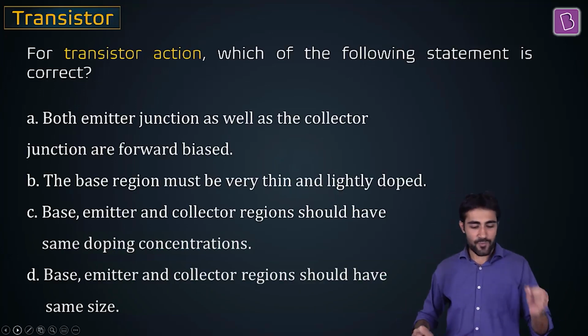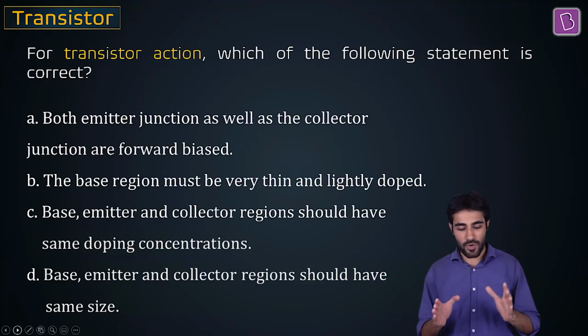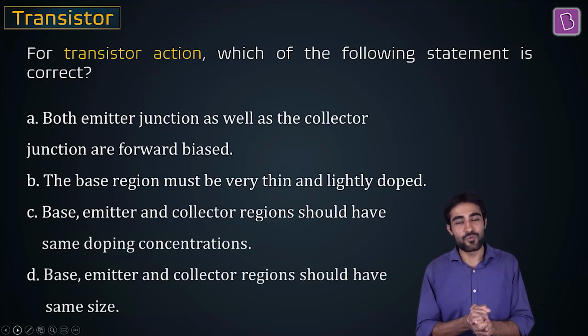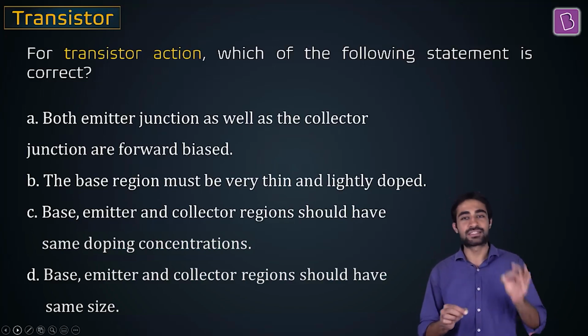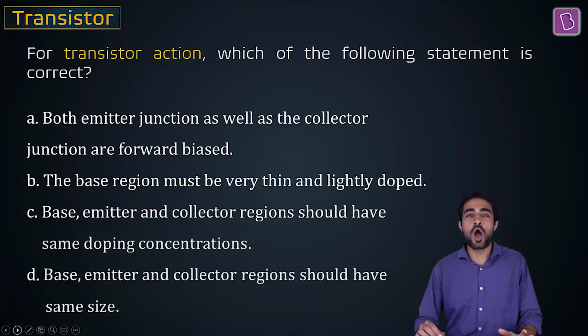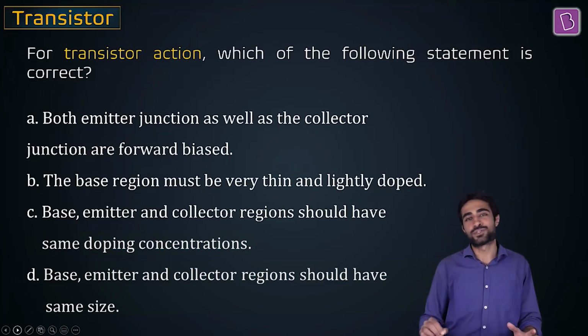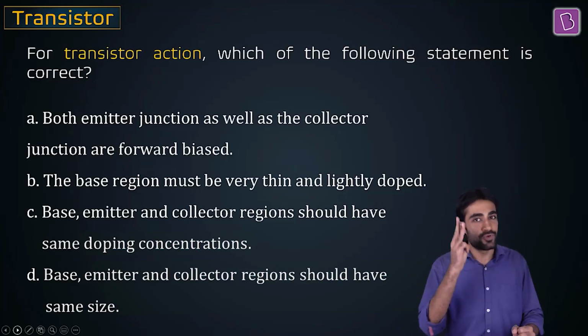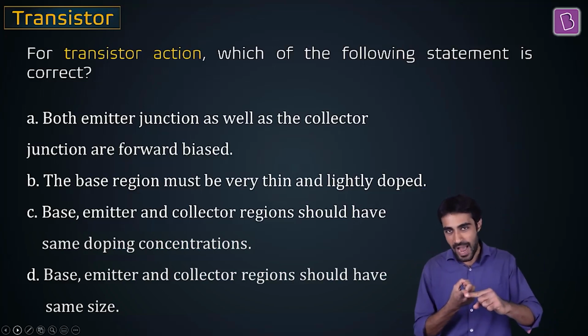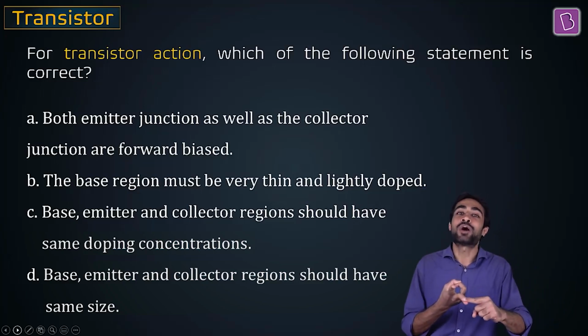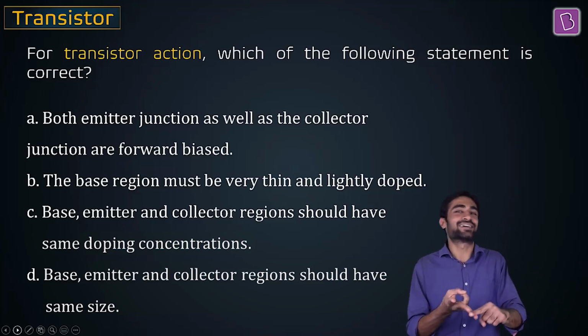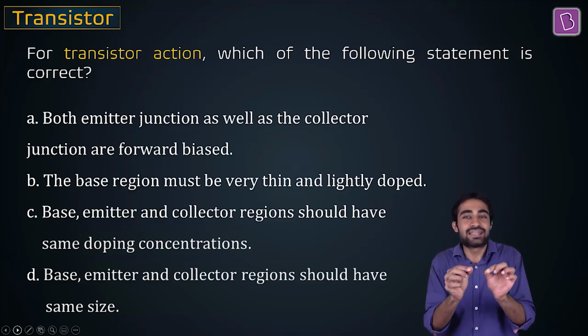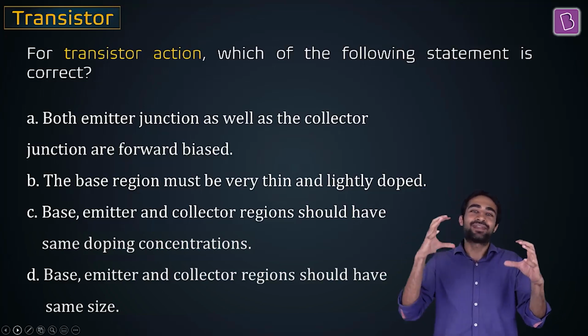Question says, for transistor action, which of the following statements is correct? So for a transistor, which of these options is correct? Now, let's talk about the transistor before we read the options. What is a transistor? What is it made up of? It is made up of three regions. One is the emitter, another is the base, and the third one is the collector.